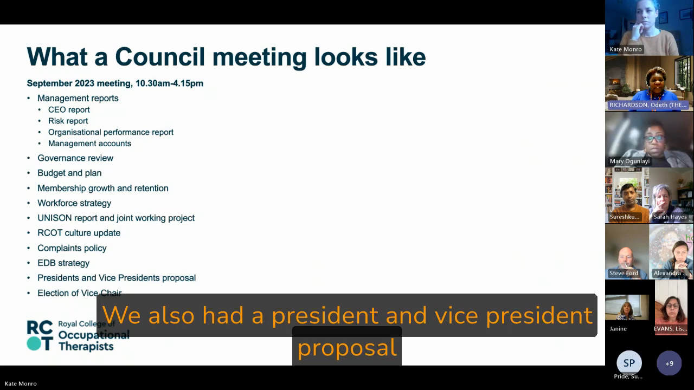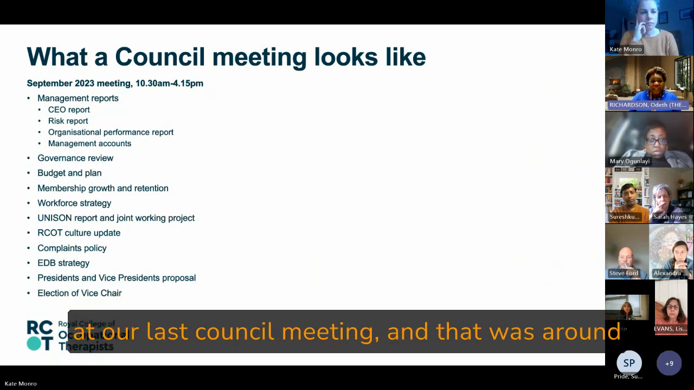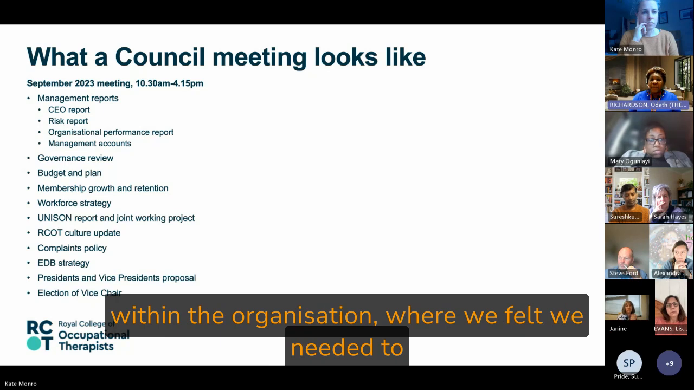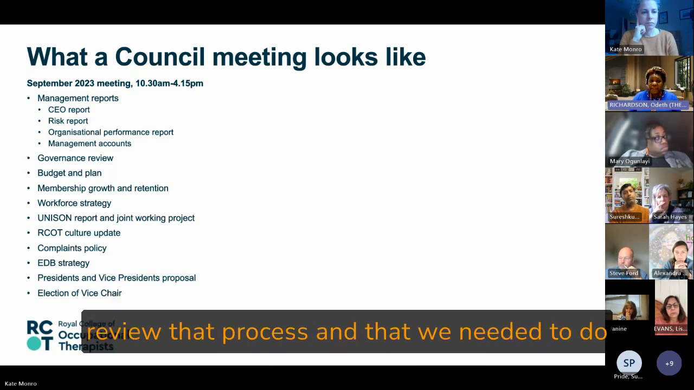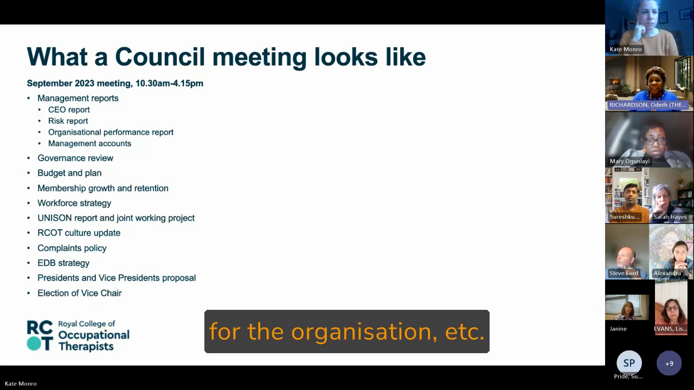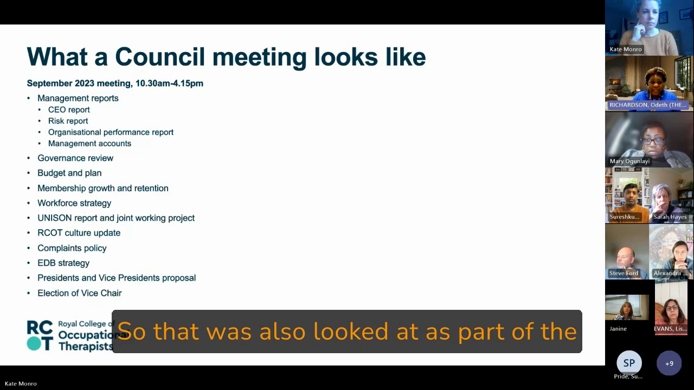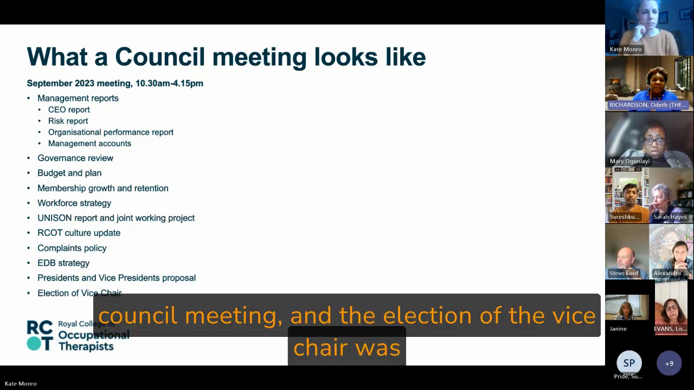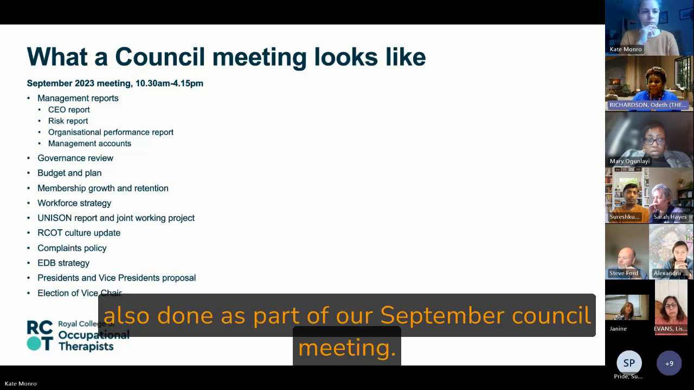We also had a president and vice president proposal at our last council meeting, and that was around some historical presidents and vice presidents that we had within the organization, where we felt we needed to review that process and do something slightly differently, so we're looking at champions for the organization, etc. So that was also looked at as part of the council meeting. And the election of the vice chair was also done as part of our September council meeting.